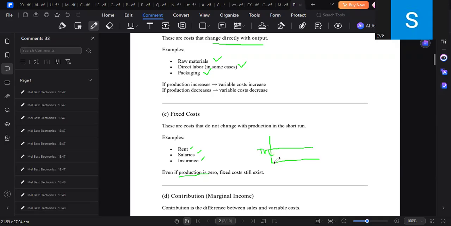Okay. And the variable costs will look something like this, a variable cost. Then collectively, we have our total cost, which looks like that. So total cost is a combination of what? Fixed cost plus variable cost.